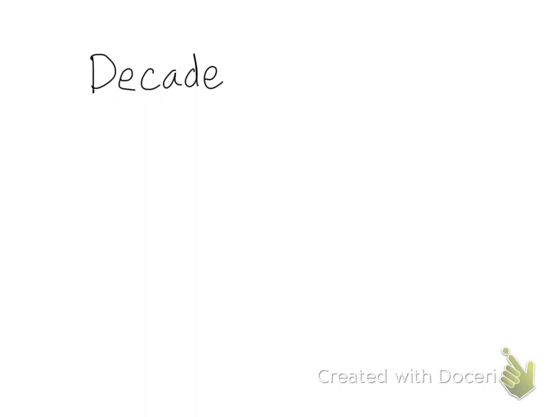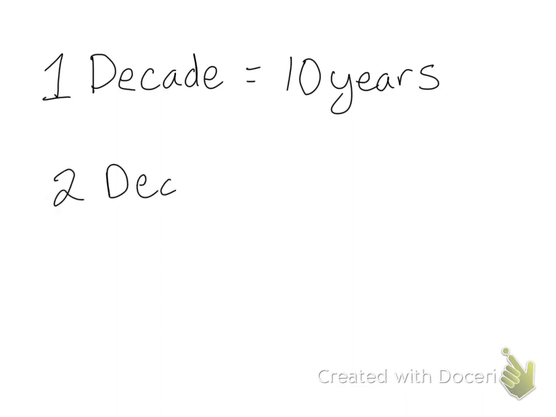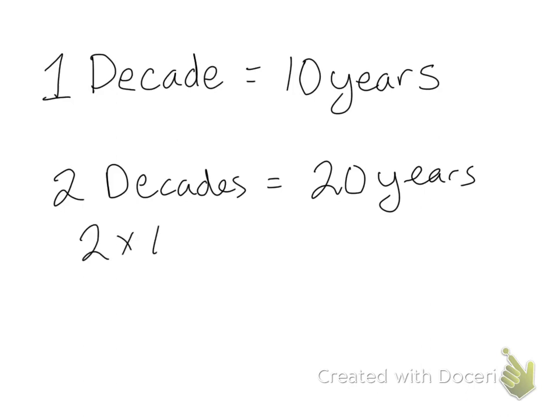One decade is a group of 10 years. Okay. So if you're more than 10 years old, you have been alive for 1 decade. So if you're 2 decades old, that means that you are 20 years old, because that's 2 groups of 10 years.